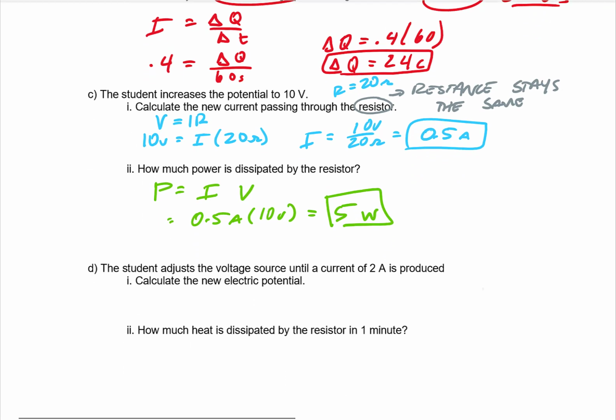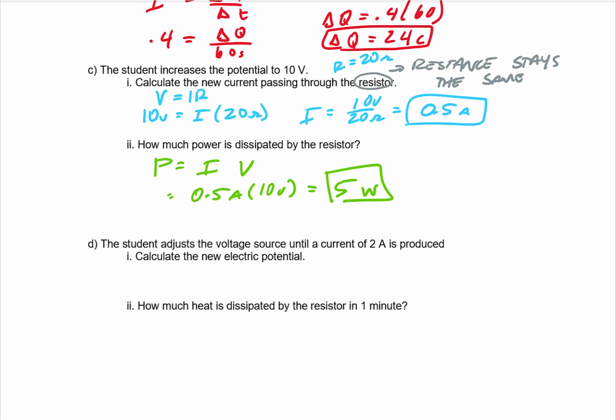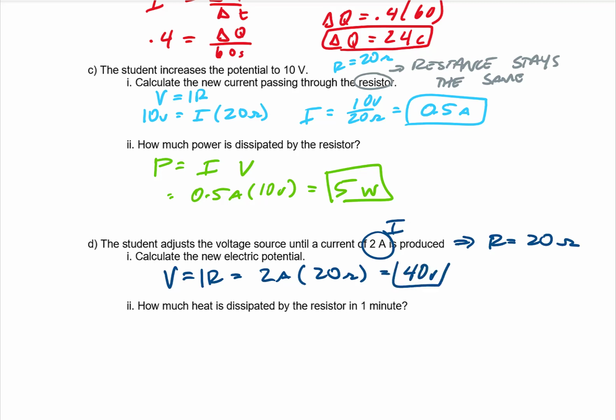The student adjusts the voltage source until we have 2 amps of current. Calculate the new potential. So here's my current. The resistance is still 20 ohms because we haven't changed the resistor. Adjusting the current and the voltage doesn't change the resistance. That depends on the resistor itself. So my potential, V is IR. Well, we have the current, 2 amps. We have a 20 ohm resistor, and so it's 40 volts.